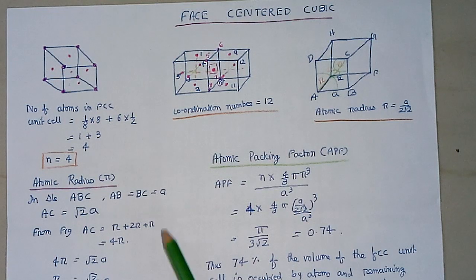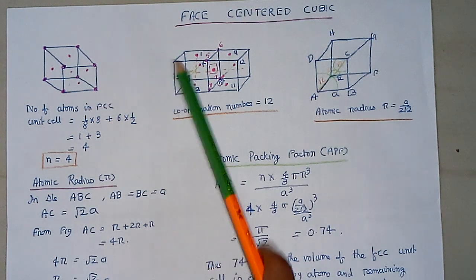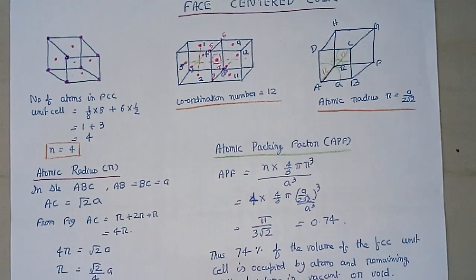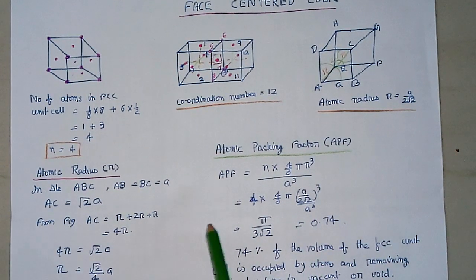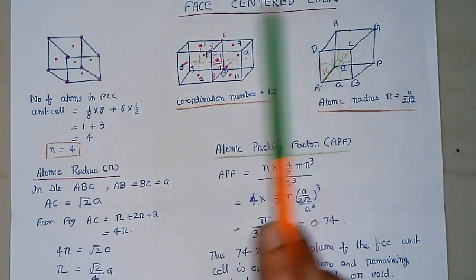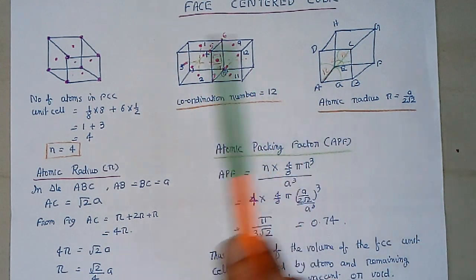Now let us see that for the third type, that is the face centered cubic. So what is this face centered cubic? This is known as FCC. So what happens in case of FCC? Why is it said to be face centered? Here, where the atoms are lying, let us see that thing.